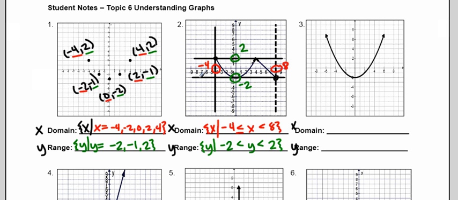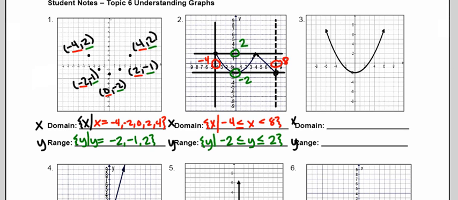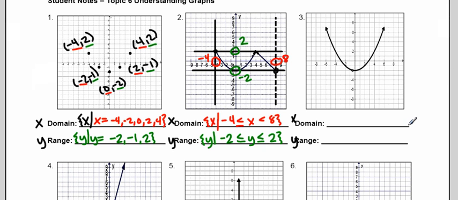Now at -2, we have a solid line, so our inequality can be equal. And at +2, we have a solid line, so our inequality can be equal. And that's how we do domain and range for that kind of question.